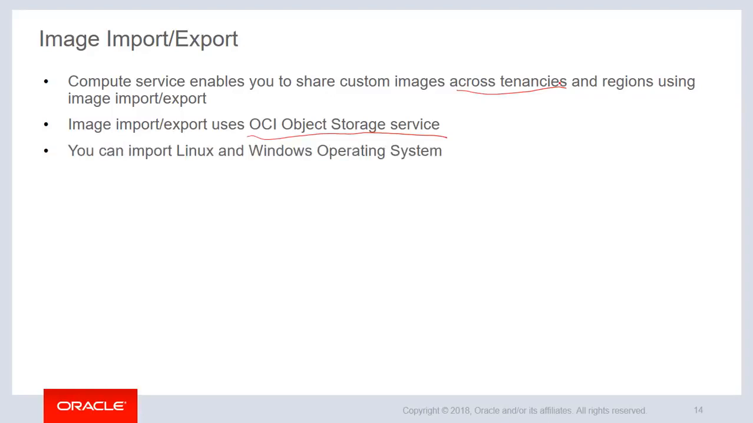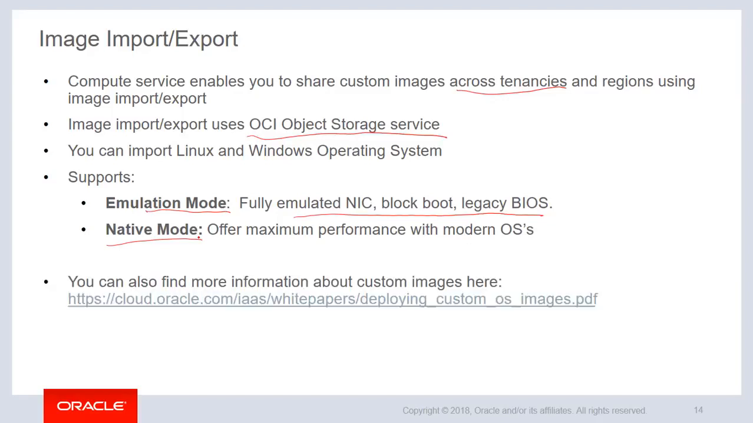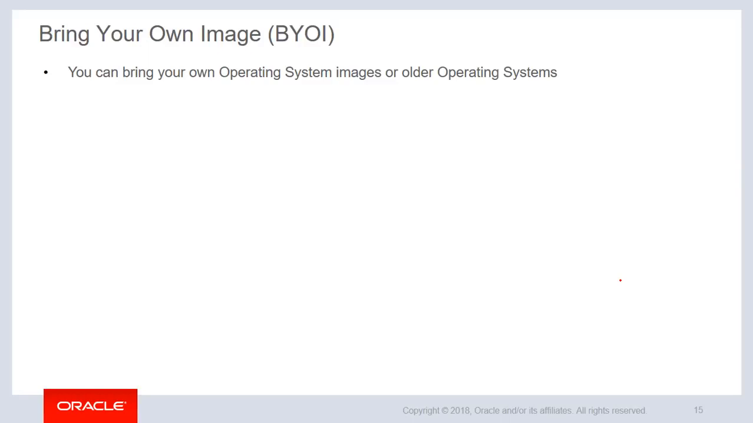You can import Linux and Windows operating systems, and there are various modes which we support, with different kinds of characteristics. There is something called emulation mode, which is for fully emulated NIC boot and for legacy BIOS, and there's something called native mode, which is basically what you would use with modern operating systems. You can read about all the details here. There's a white paper which talks about all the details on how you can use a custom OS and use the image import export functionality.